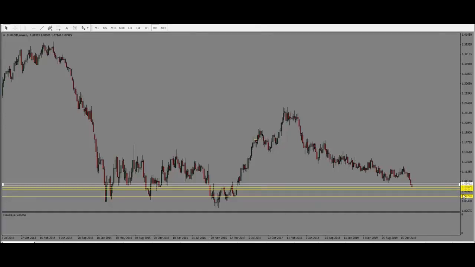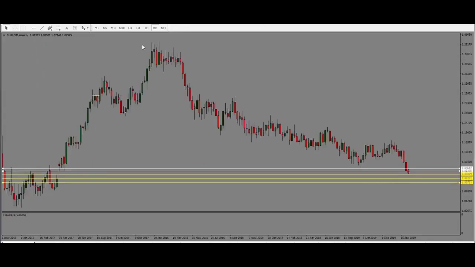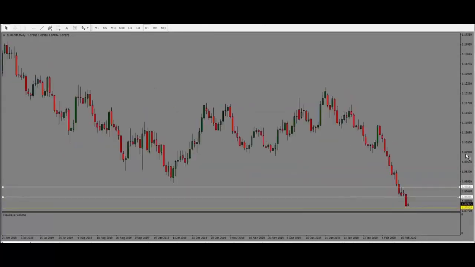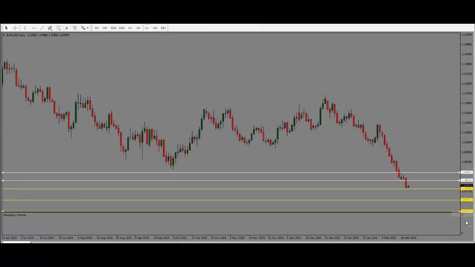Next target here is 1.0720, and then below that we are looking at 1.0680. So bias here is bearish for euro dollar, and first target is 1.0720, then 1.0680.